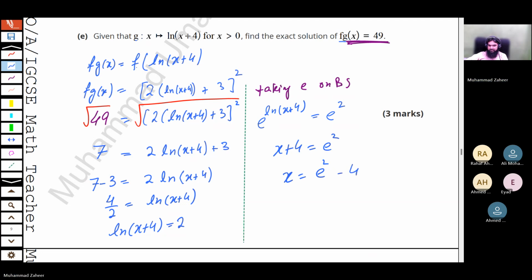He says that we need the exact solution, so that's why I'm not substituting the value into the calculator, because in the calculator I will not get the exact answer.